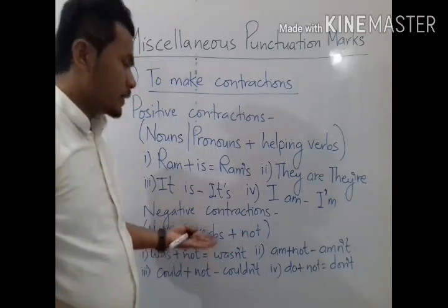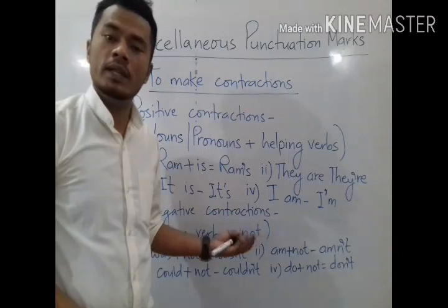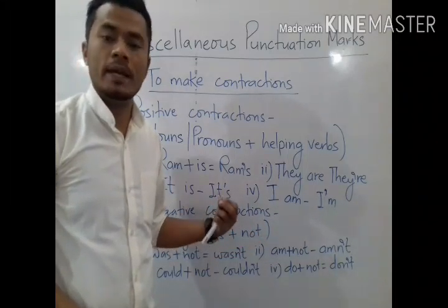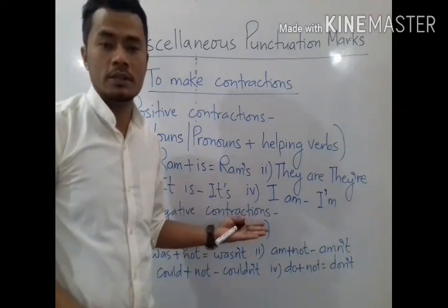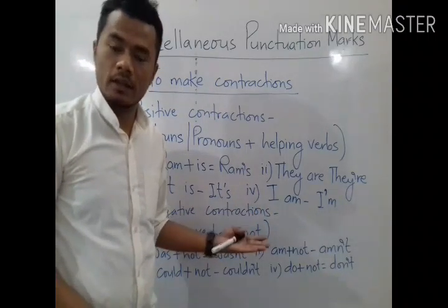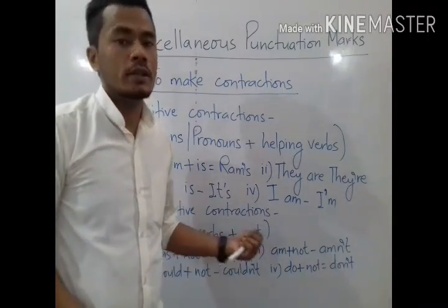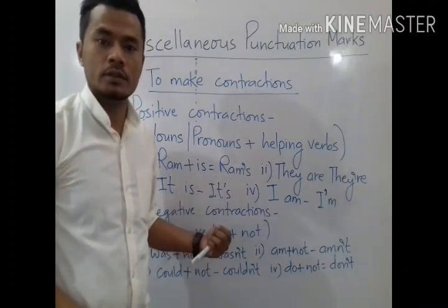In the same way, will not becomes won't. W-I-L-L will, N-O-T not. When we make the contraction form out of these two words, it becomes won't, W-O-N apostrophe T. Otherwise, all other helping verbs follow the same process. Understood?